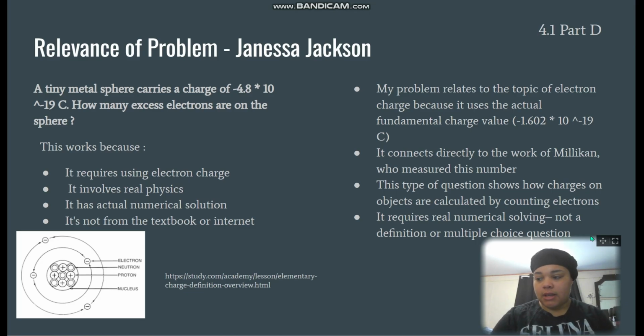And this is my 4.1. This problem is relevant to the topic because it uses the actual real value of the electron charge, 1.602 times 10 to the negative 19 coulombs. Scientists like Millikan first measured this number, and my problem shows how that value is used to figure out how many electrons are on the object. So it ties back to the idea that charge comes in whole packages. Okay, that was 4.1.